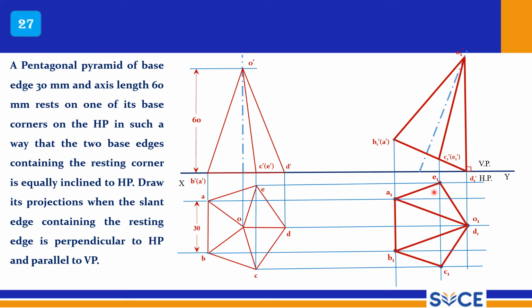So now E is connected to O, C is connected to O, A should be connected to O, B should be connected to O, right? So this is the final top view. This is the final projection. So that is the problem number 27.